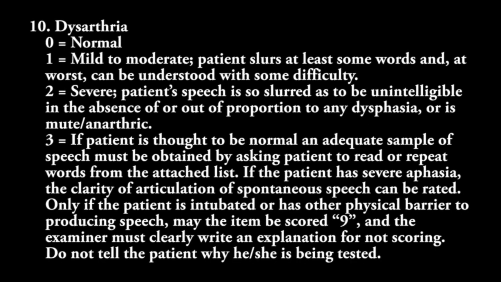A score of 0 will represent normal speech. A score of 1 represents mild to moderate dysarthria. The patient slurs at least some words and at worst can be understood with some difficulty. A score of 2 is when the dysarthria is severe. The patient's speech is so slurred as to be unintelligible in the absence of or out of proportion to any dysphasia, or the patient is mute or anarthric.